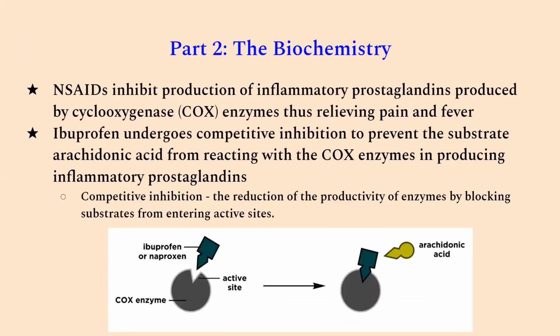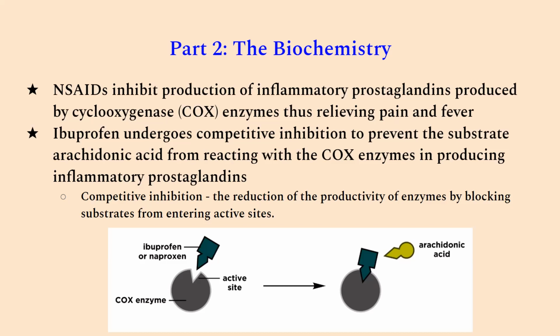Now we're going to talk a little bit about the biochemistry of ibuprofen. As previously mentioned, ibuprofen is categorized as an NSAID. NSAIDs work by inhibiting the function of 2 different enzymes, cyclooxygenase 1 and 2, COX for short, which are responsible for converting arachidonic acid into prostaglandins to limit higher levels of pain and inflammation. COX enzymes can be inhibited by NSAIDs to stop the production of prostaglandins.